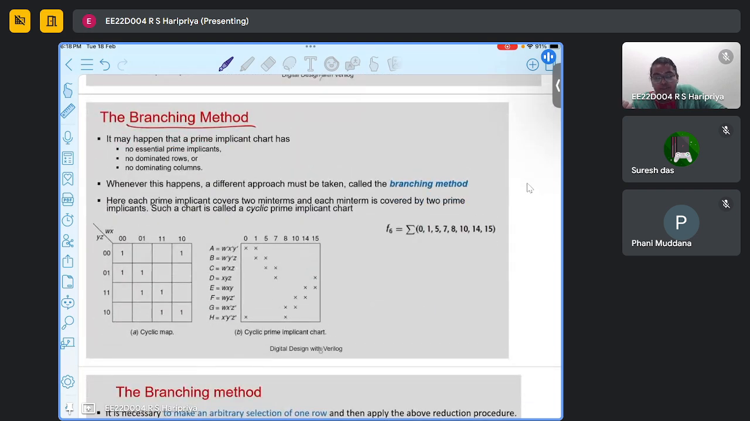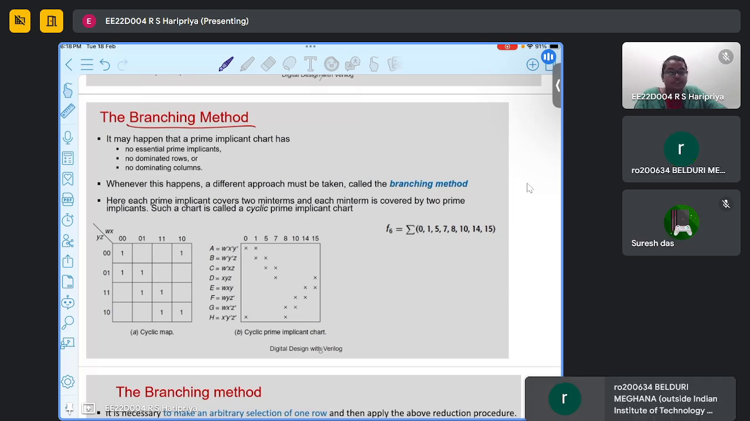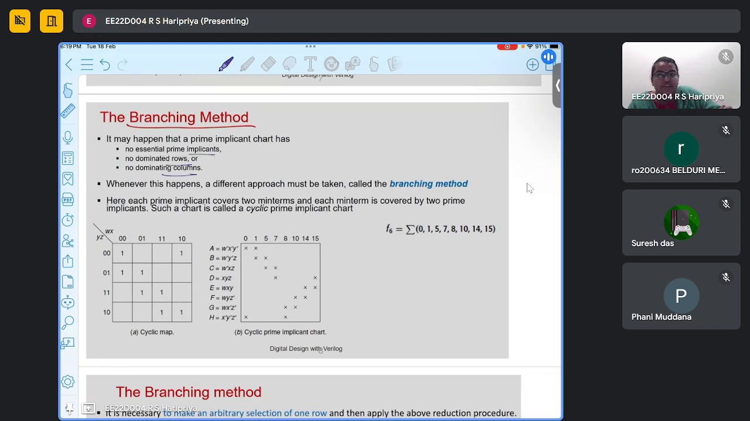So next, if we don't have any essential prime implicants, we are not able to reduce the chart further. That means we don't have any dominating rows or columns and also no essential prime implicants. Then we will go to branching.